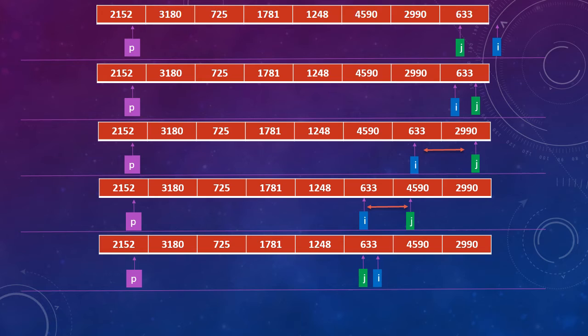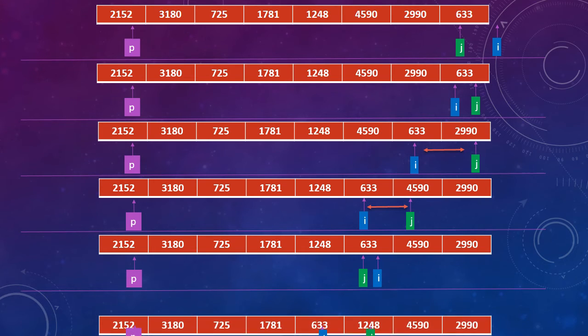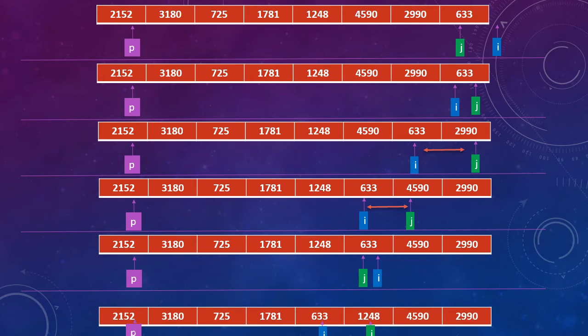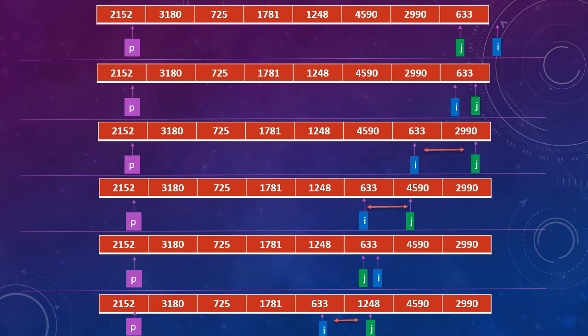And later on, j's value is 4590 now in the fourth step, and 4590 is greater than the pivot 2152. So now we have to increase the value of j. Now i and j are equal to 633. Later, since j, 633, is less than 2152, I have swapped the values of i and j. The 1248 goes on the right side and 633 comes on the left side.